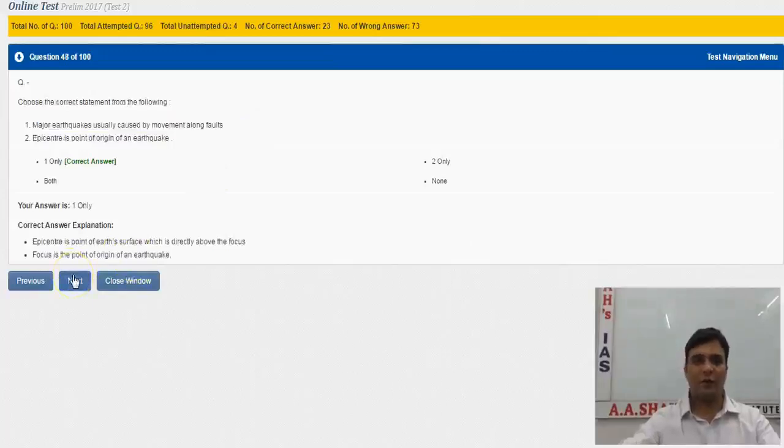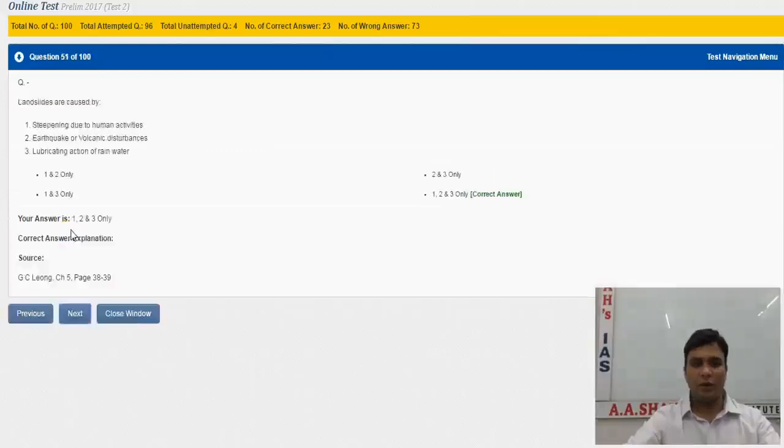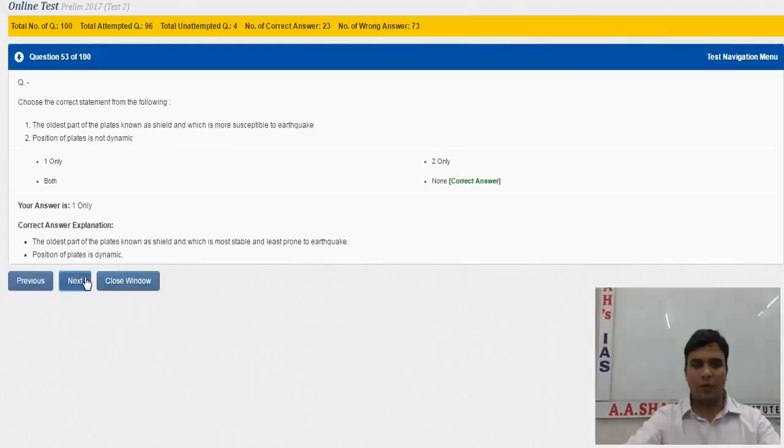Again, we can see that there are some questions on earthquakes, epicenter, faults. Earthquakes, epicenters and faults, I did not mention that they are very essential. Earthquakes, volcanoes is explicitly mentioned in your main syllabus also. Moving along, again I can see some questions on volcanic origins, Mount Kilimanjaro, then there are what are shield volcanoes, what are plates.